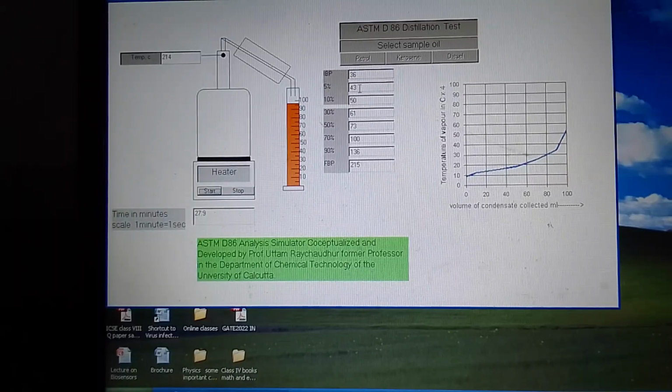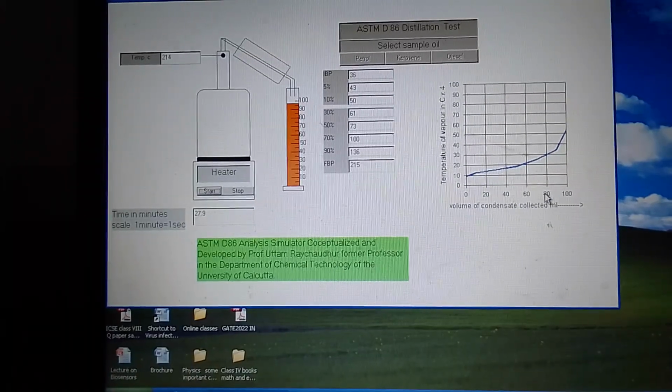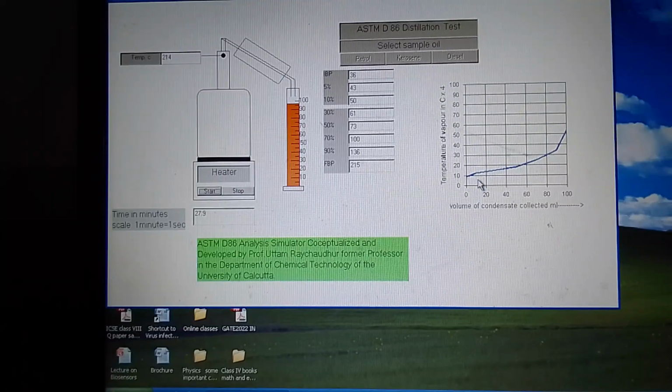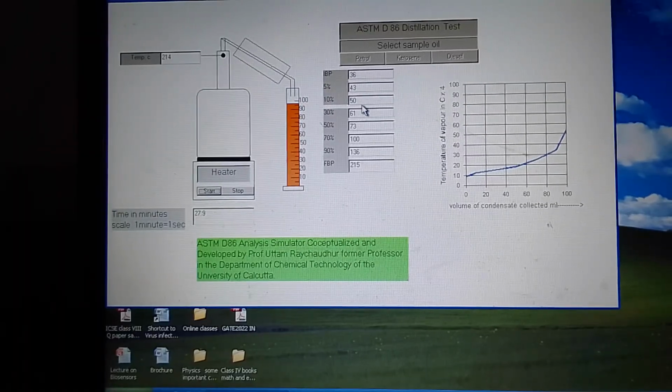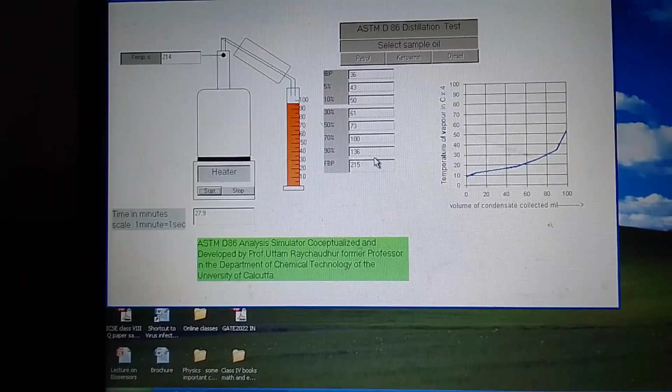So this distillation curve which is obtained here is vapor temperature versus volume of condensate collected cumulatively. This curve must be compared with the actual certified product, and if it does not vary at these few points, then we will certify this as a qualified certified product for use.